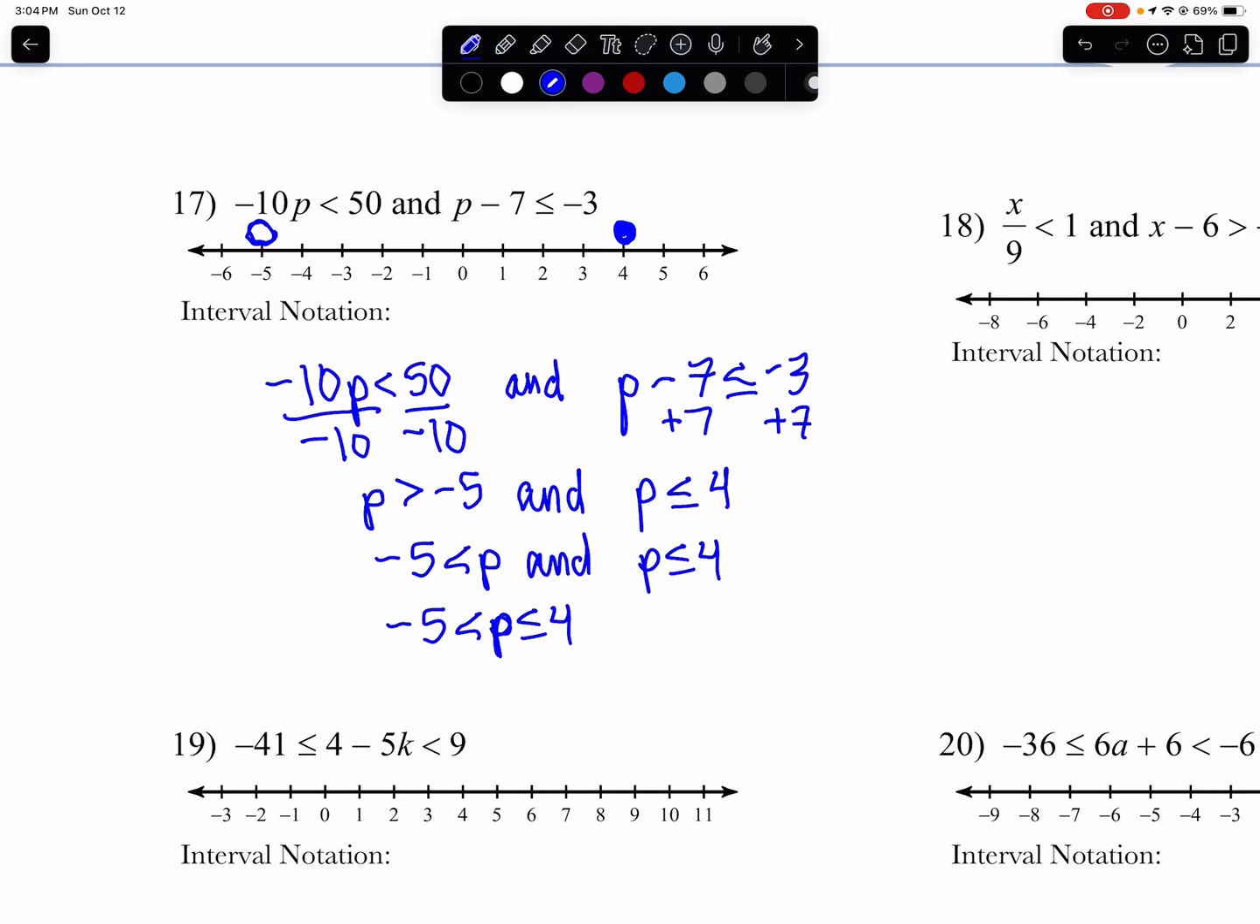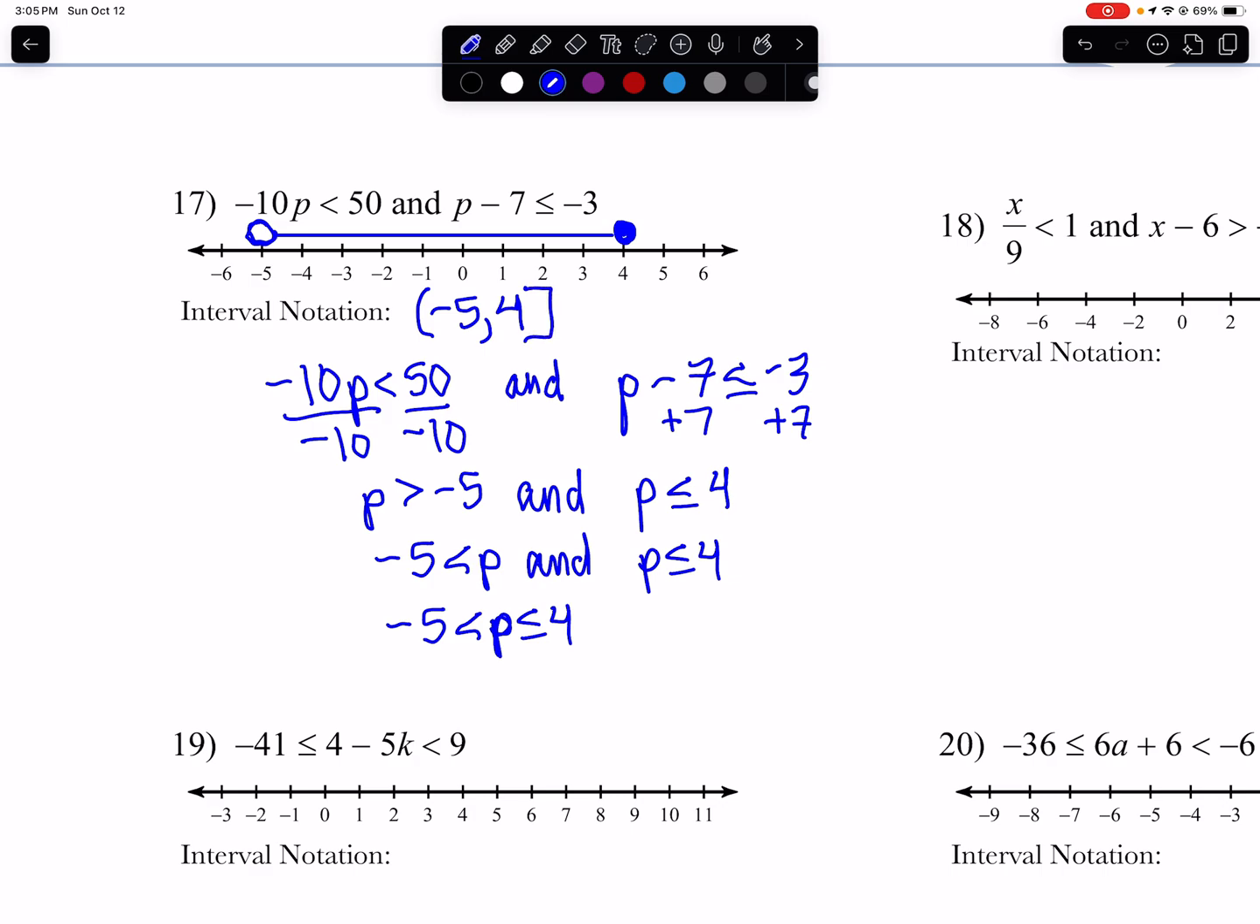And our answer for "and" is always that segment right in the middle. It's like a sandwich, okay? And your bread is either going to be an open dot or a closed dot, okay? So interval notation here is much easier for "and" because it won't ever involve infinity.